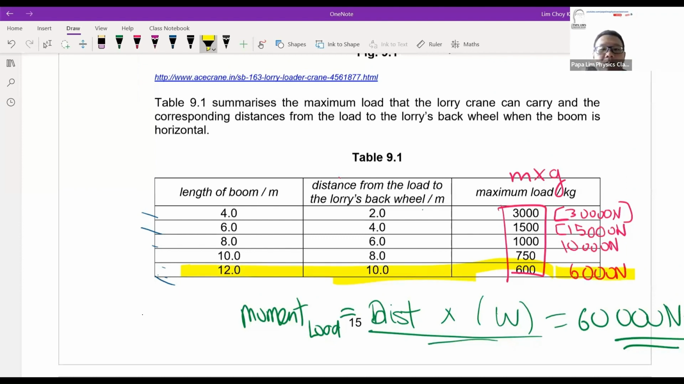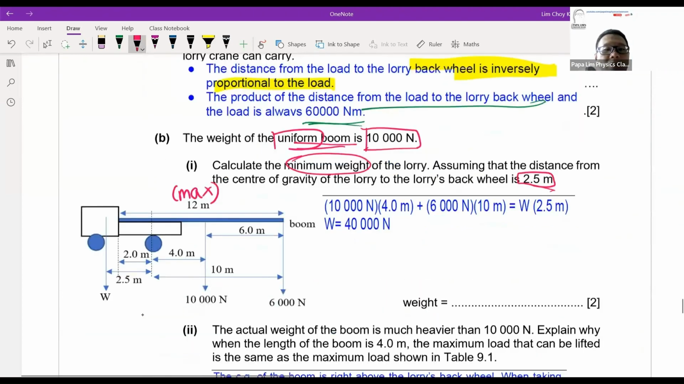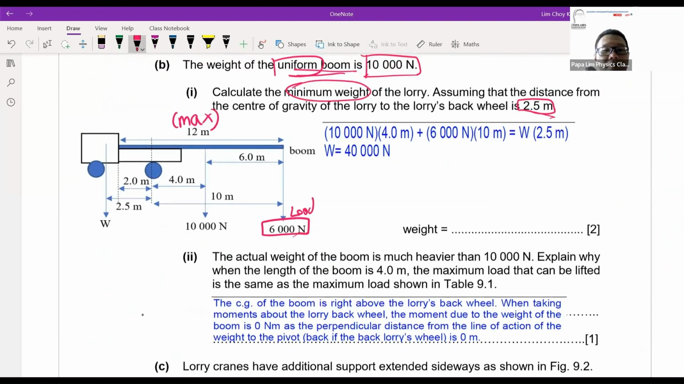And the distance of the load from the back wheel is 10 meter. So this is what is happening here. This is the weight, the load itself, and this is the 10 meter that's given in the question. These two pieces of information are elicited from the table itself. After that, you are given one more piece of information, the weight of the boom, which is on the uniform boom. So at the length of 12 meter, the weight acts at the CG, the middle of the boom, which is 6 meter on the right and 6 meter on the left.